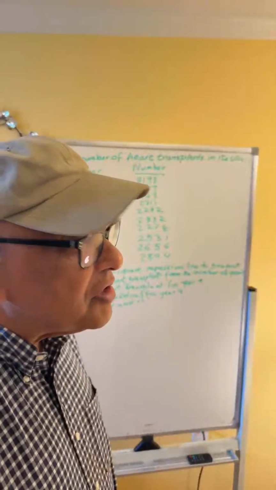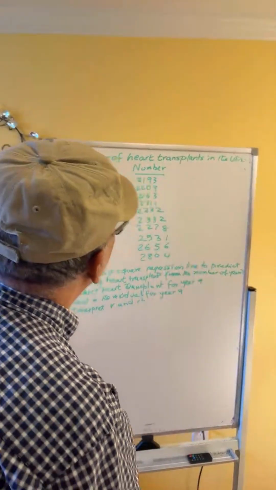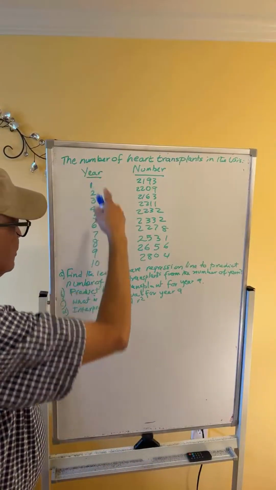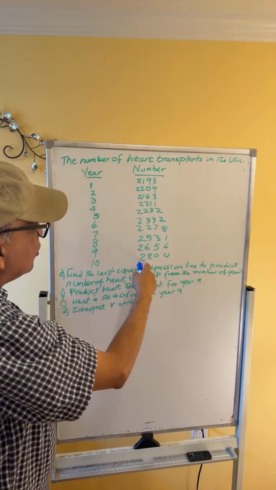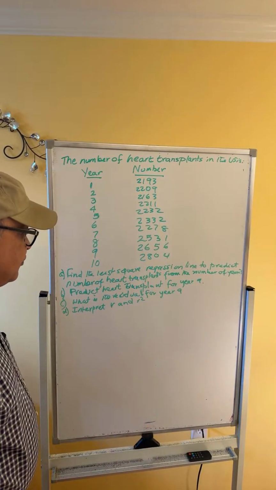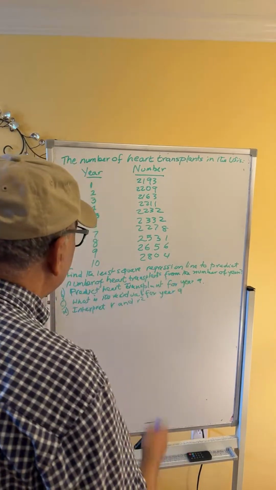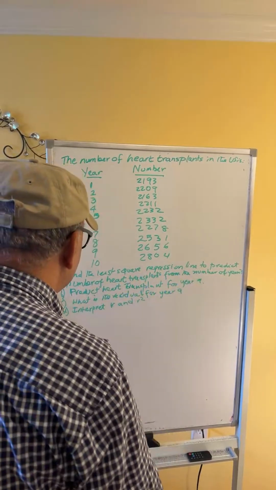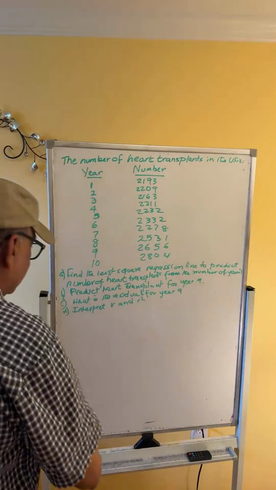So today we are going to solve a linear regression problem. The number of heart transplants in the USA is given by this data: year from 1 to 10, and number of heart transplants from 2193 all the way to 2804. The first question asks, find the least square regression line to predict the number of heart transplants from the number of years. I will also add a question.